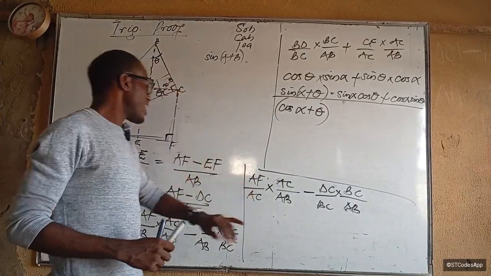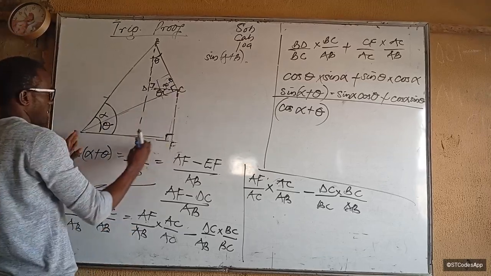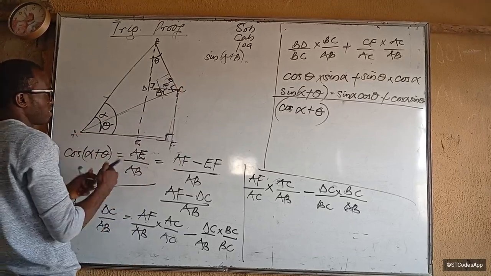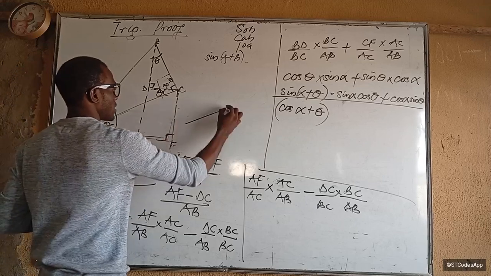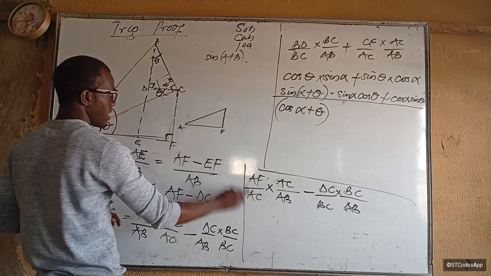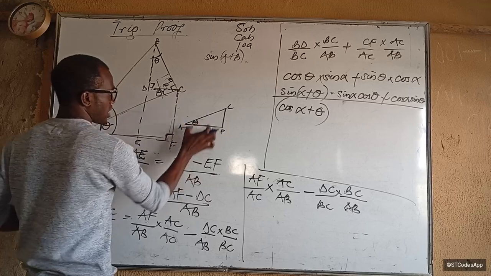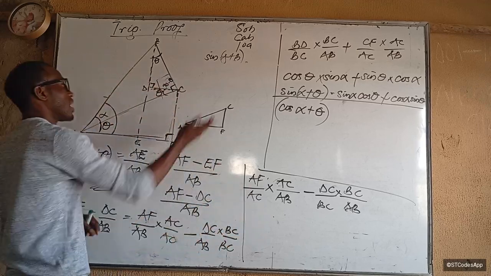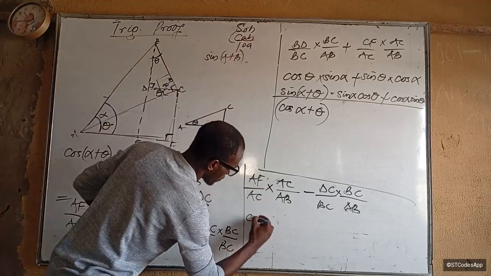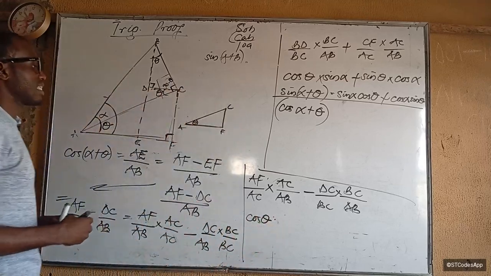AC and AF over AC is AF over AC. So what is AF? It is the adjacent of this angle theta. You know, the triangle is like this. This is AF, this is AC. Okay? So relative to angle theta, this will be adjacent over hypotenuse. So what's adjacent over hypotenuse? That's cos. So here we have cos of theta multiplied by AC over AB.